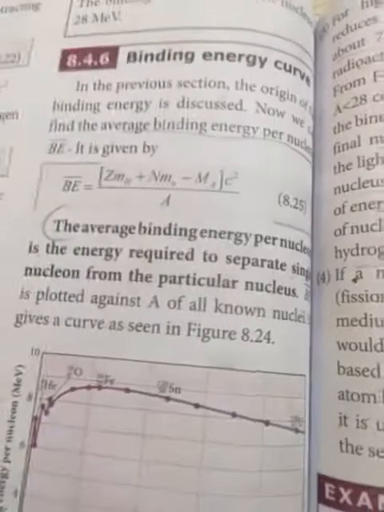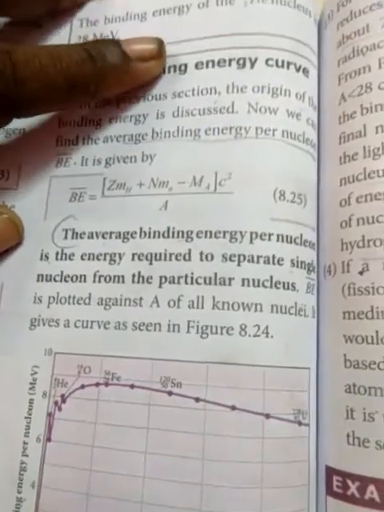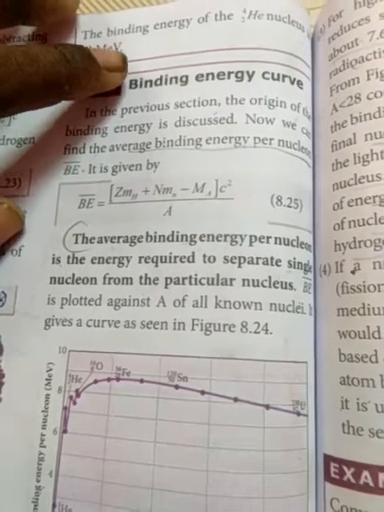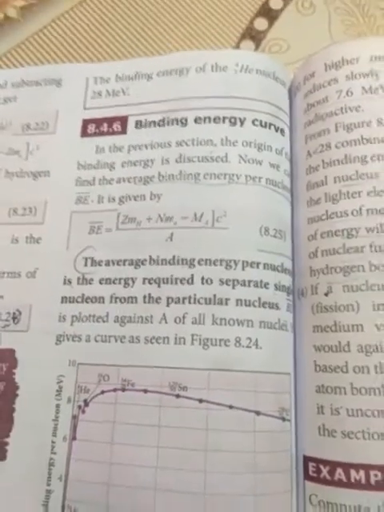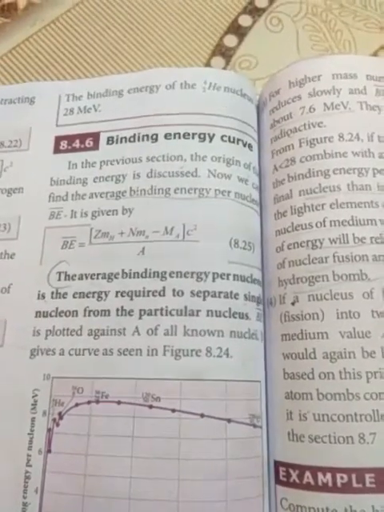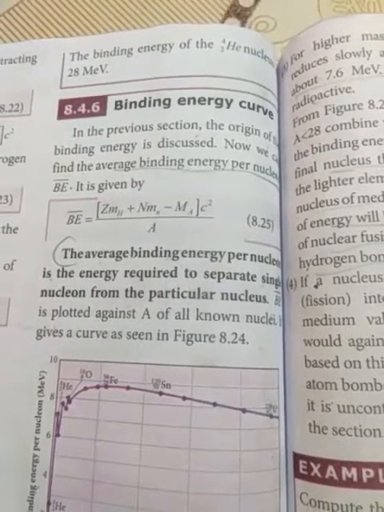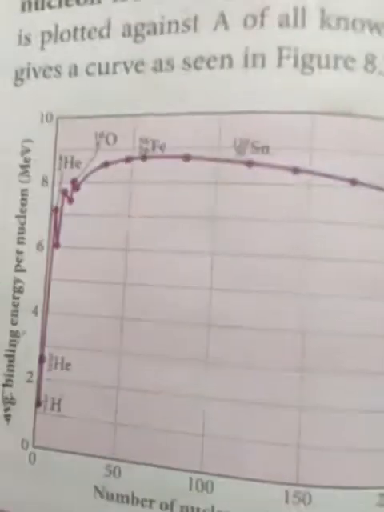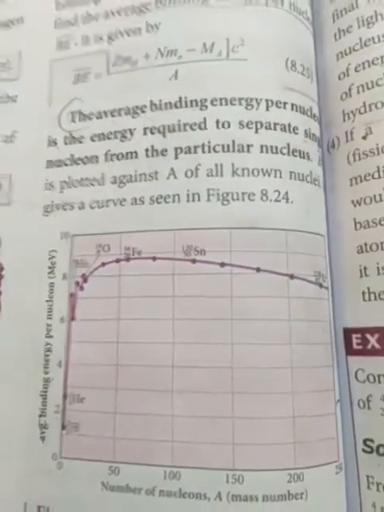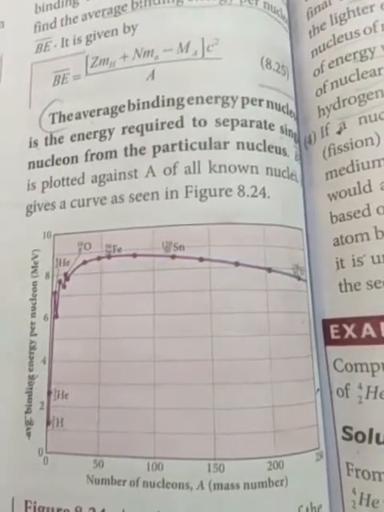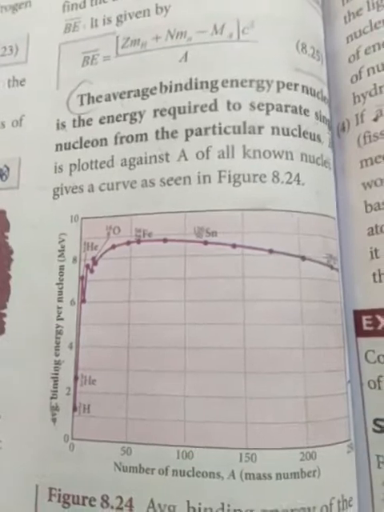What is the average binding energy? It means, per nucleon, the energy required to separate a single nucleon from the particular nucleus. That is, we calculate the energy of each nucleon. Okay? It is plotted against the mass number A for all known nuclei. We have to separate them. What happens? Immediately it rises to a level, and after that there is little variation. The energy of each single nucleon we have to calculate.